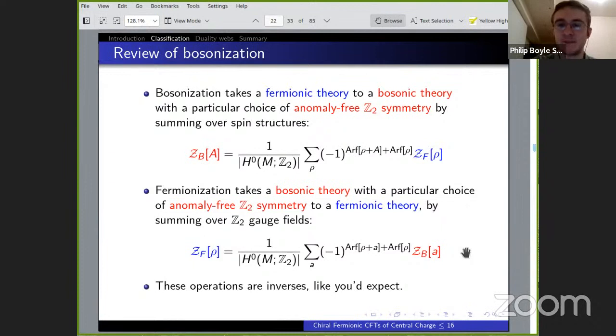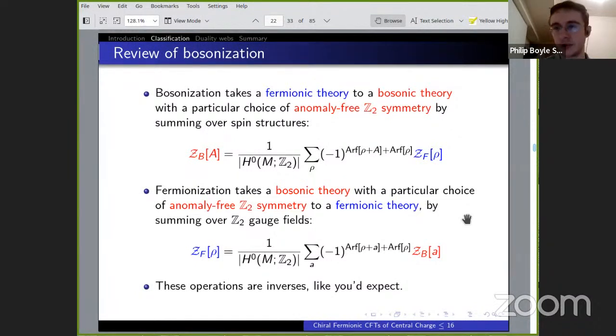So the Arf invariant is a function of spin structure. What function of spin structure is it? It's the mod 2 index of the chiral Dirac operator with that spin structure. That is, you take the Dirac operator, which depends on the spin structure, and you count the number of fermionic zero modes, purely chiral, holomorphic ones.